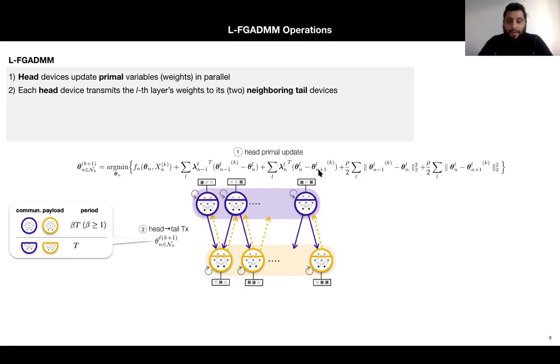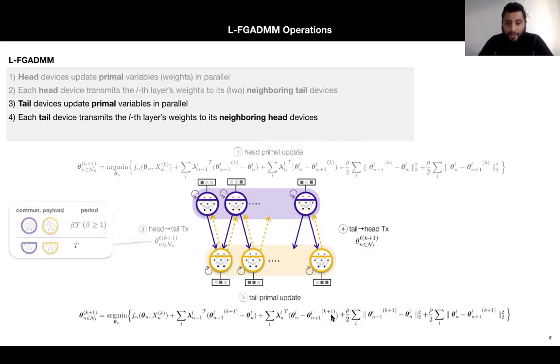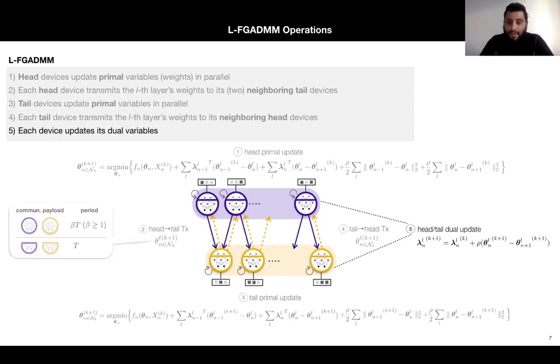Since in deep neural networks this problem cannot be solved in closed form expression, we perform a number of local iterations, and then after this number of local iterations, the head worker will share its outcome with its two neighbors from the tail group. And then every worker in the tail group will update the same way, except that every worker in the tail group will use the k plus one version of its right and left neighbors from the head group. So the head workers are always one step ahead of the tail workers in terms of updating their primal variables. After that, every worker will update the dual variables locally.